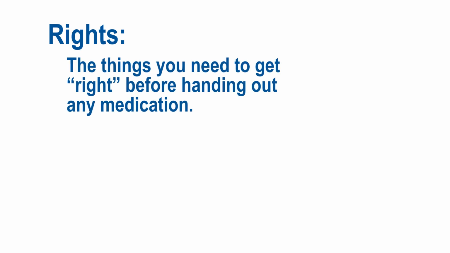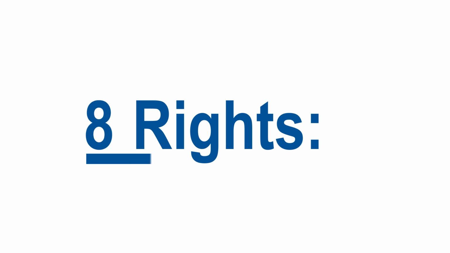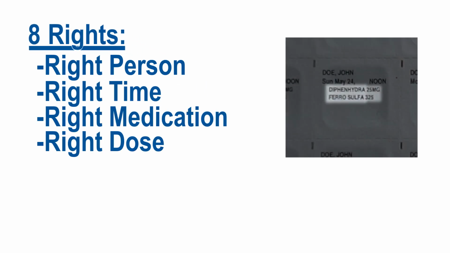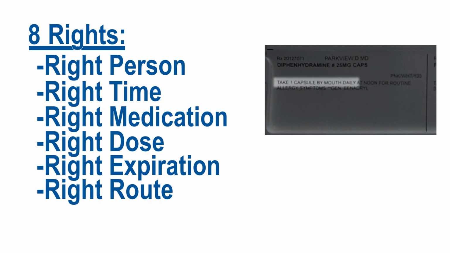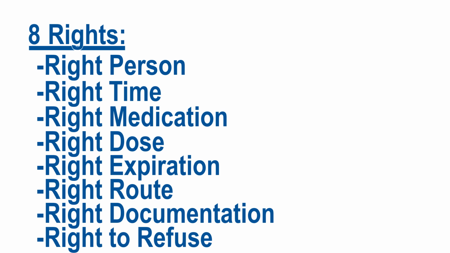These are the things you need to check and make sure are right. Different people will tell you there are different numbers of rights, but for the sake of keeping it simple, we're just going to be focusing on the ones most important to you. This leaves us with 8 rights. The rights are right person, right time, right medication, right dose, right expiration, right route, right documentation, and right to refuse. A lot of these are kind of self-explanatory, and the last 2 rights aren't actually things you need to check so much as something you just need to remember, but we'll revisit that in a minute.